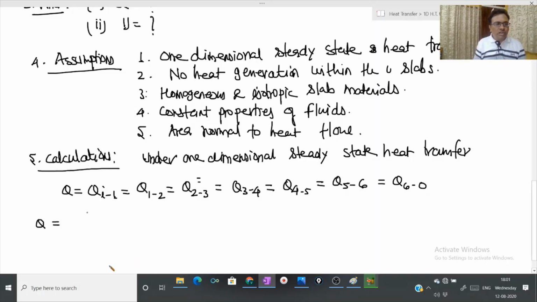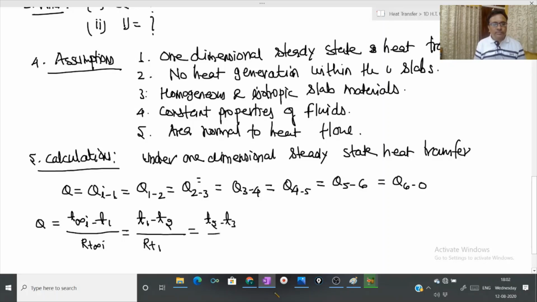So let us write down Qi1. It is nothing but T infinity I minus T1 over RT infinity I. Q12 will be the temperature difference T1 minus T2 in the slab 1, the insulating slab, over RT1. Q23 will be the temperature drop at the interface, and this is due to thermal contact resistance RTC12.